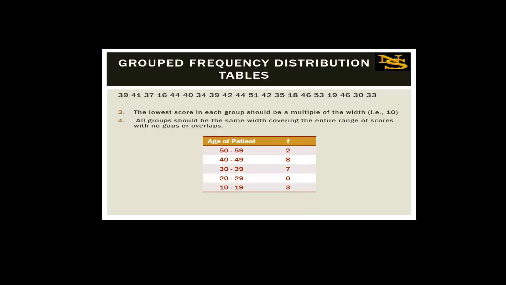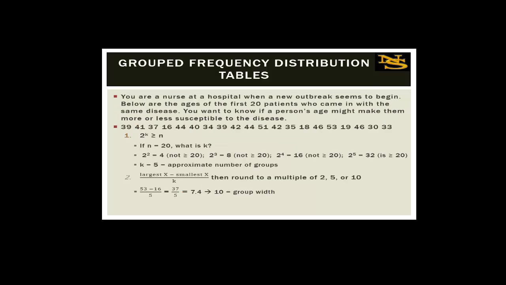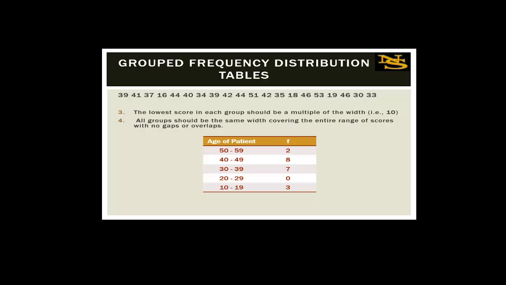Okay, so we figured out our group width. We know what our highest and lowest scores are in our data set. We're ready to create the grouped frequency distribution table. Remember, rule 3: the lowest score in each group should be a multiple of the width, in this case 10. I want to make sure that I capture all ages between 16 and 53, and you'll see that I did that here.